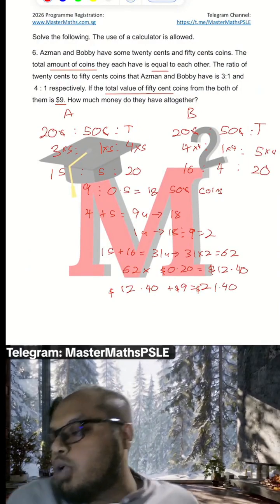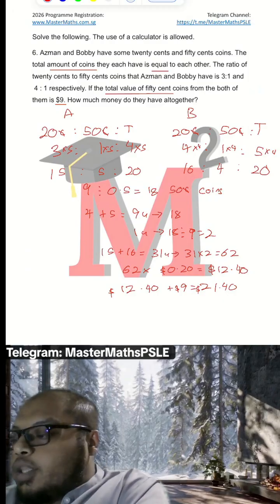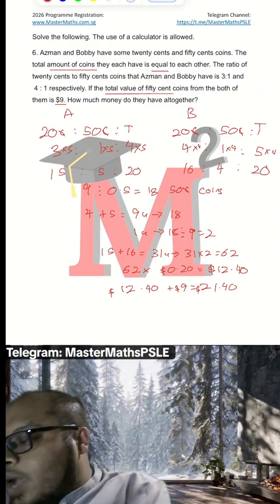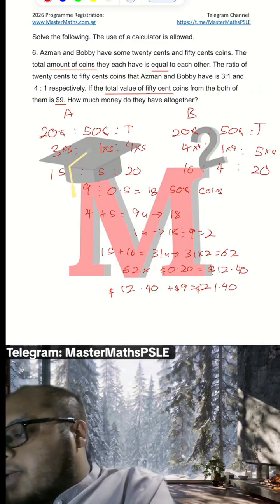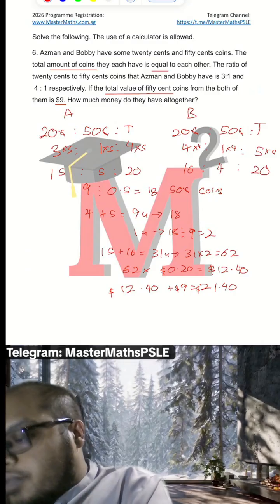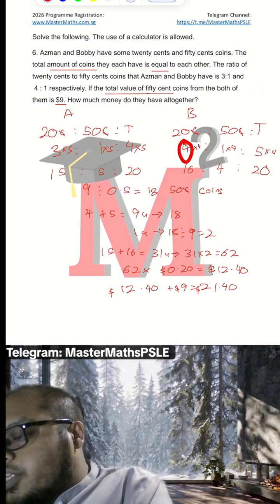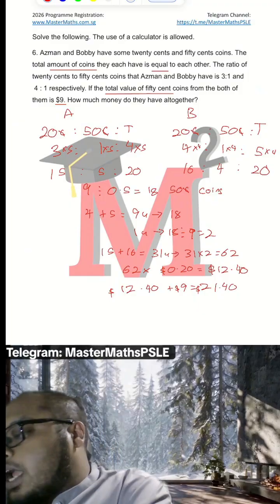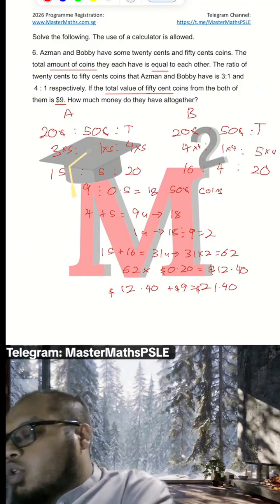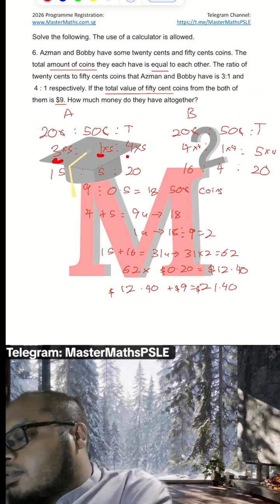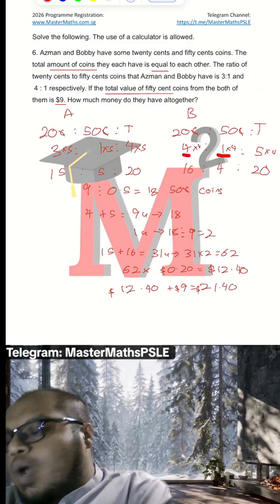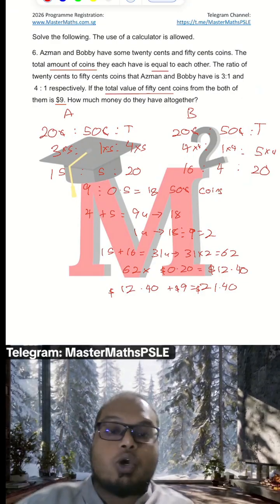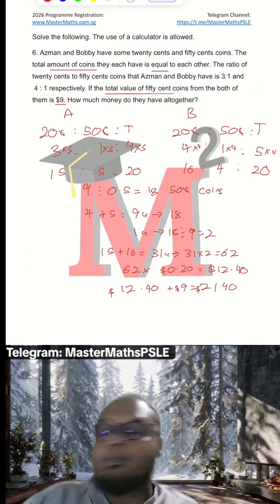So, initially we got Azman, 20 cent to 50 cent, which is 3 is to 1. And then Bobby, 20 cent to 50 cent is 4 is to 1. But because their totals are the same, I wrote down the total. 3 plus 1, 4. 4 plus 1, 5.